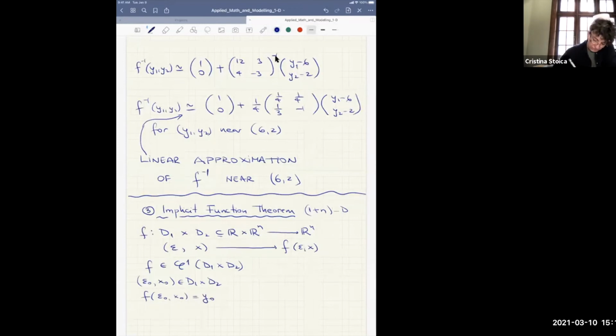And here comes the condition. Let's assume that the partial Jacobian determinant of df in the second argument, in dx, at this epsilon naught and x naught, is non-zero.